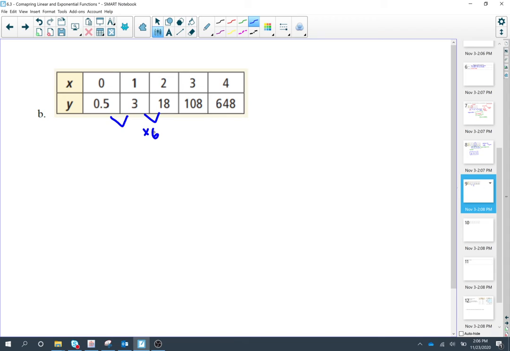So now I'm going to go back and check. I'm going to grab my calculator. I'm going to take 0.5 times 6, which in fact does get me 3. And then I'm just going to check the rest of them. So 18 times 6, yep, that's 108. And then I'm going to check again, 108 times 6, yep, that's 648. Because I'm multiplying, this is a common ratio, which means this is exponential.